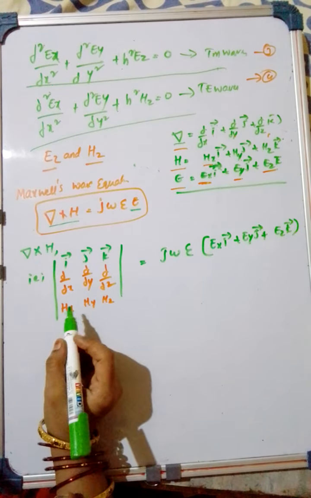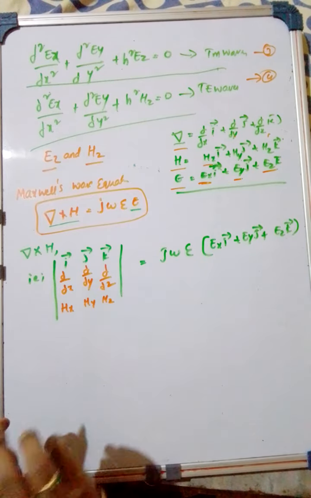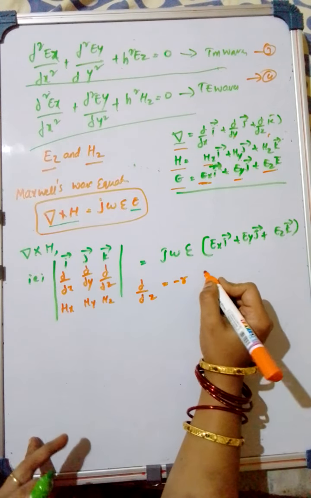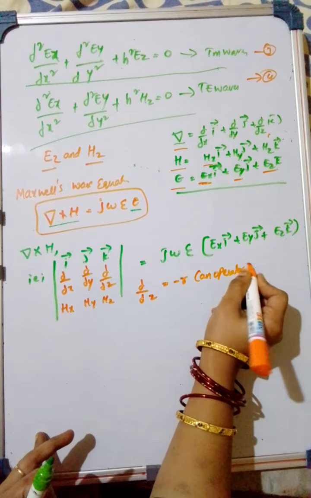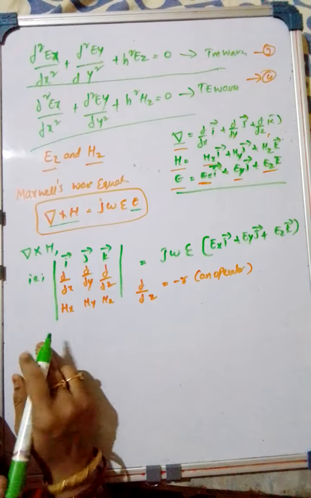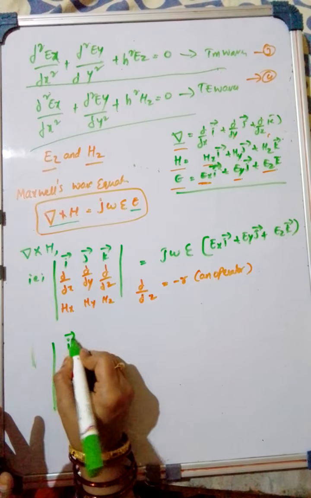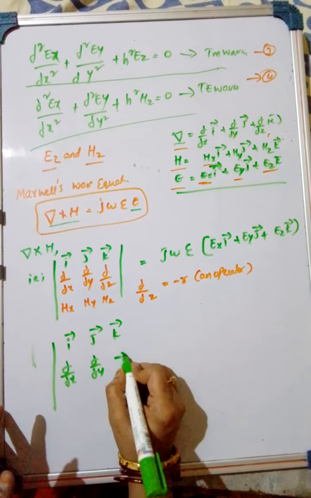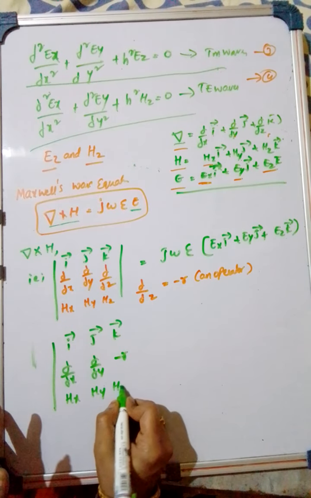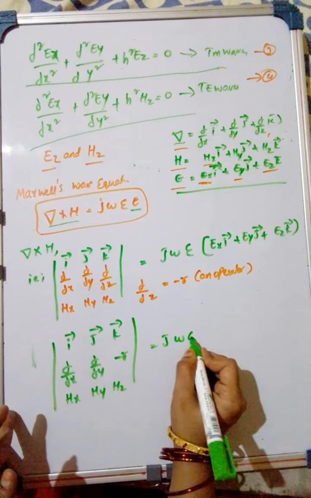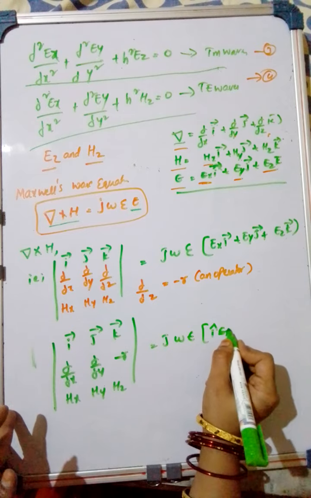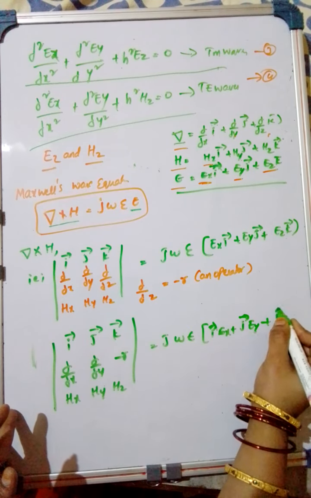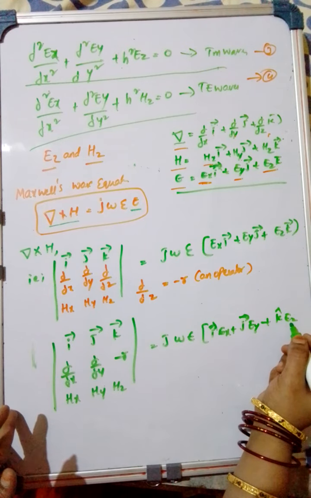Okay, replacing dou by dou z as an operator r. Dou by dou z is equal to minus r, an operator. What will we get? Let us substitute in this equation. We get the determinant with i bar, j bar, k bar; dou by dou x, dou by dou y, minus r; Hx, Hy, Hz, is equal to j omega epsilon times i bar Ex plus j bar Ey plus k bar Ez.